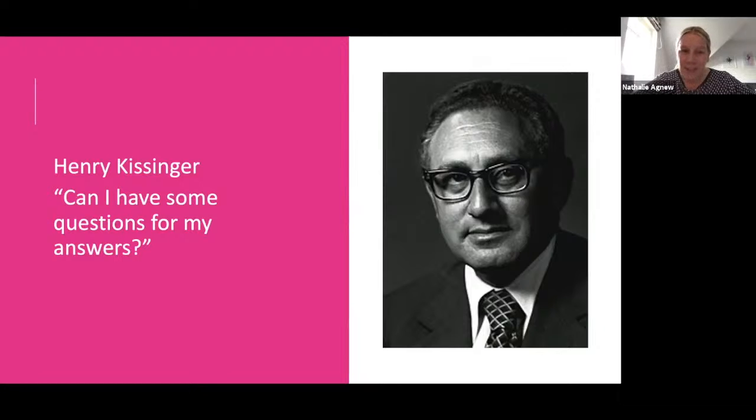So Henry Kissinger was really upfront with journalists, and rather than even pretending to answer their questions, he used to open a press conference by saying, "Can I have some questions for my answers?" And what's really important to take away from that is Henry Kissinger knew what he was going to say before he even had any questions. So he was well briefed and well prepared, and he would go out there.